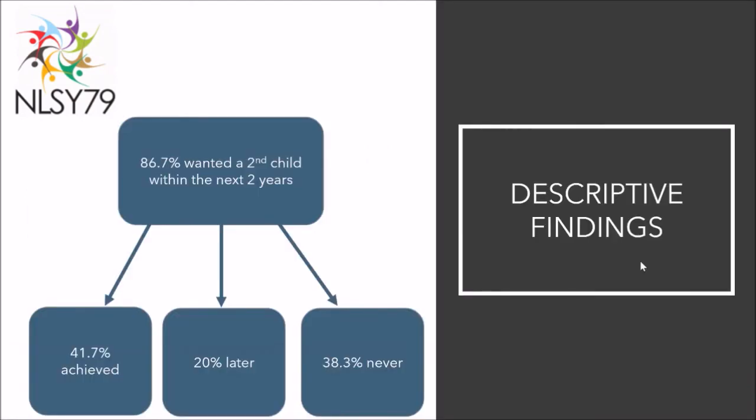So descriptively, of these 585 women, 86.7% said they wanted their second child within the next 2 years, and 41.7% achieved the second child within the time frame they wanted. 20% did but later, and 38.3% never did. So despite the fact I have quite a selective sample, there's still a variety of outcomes here.